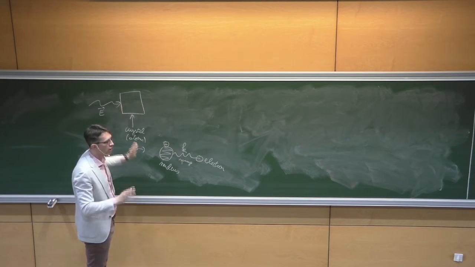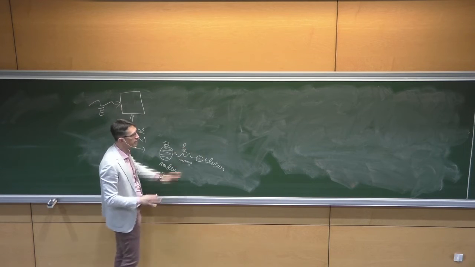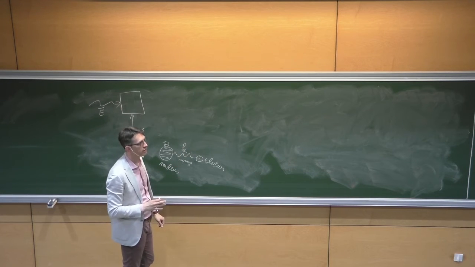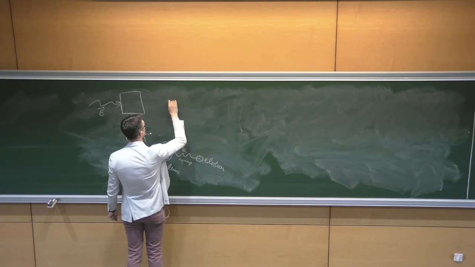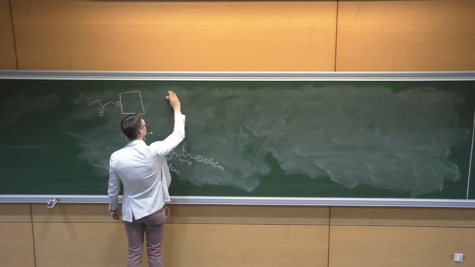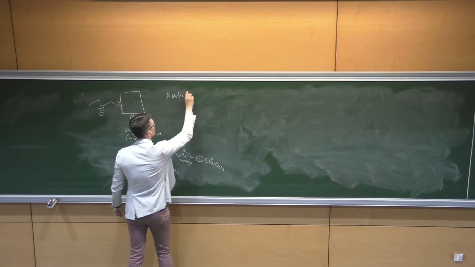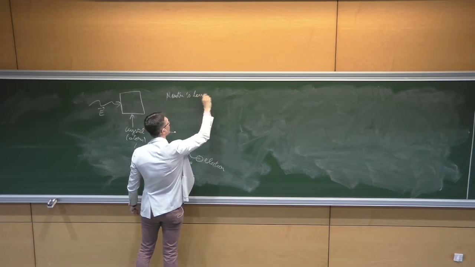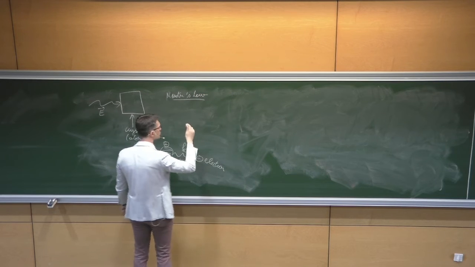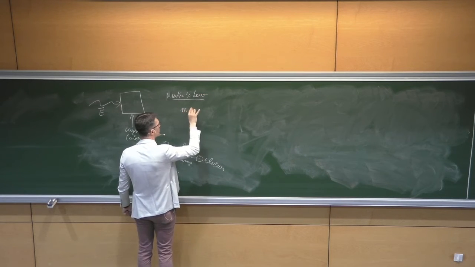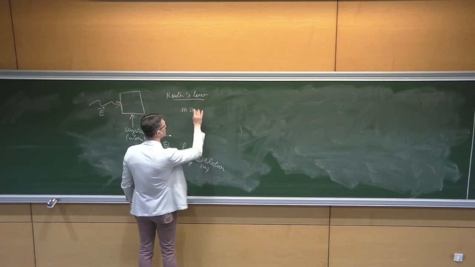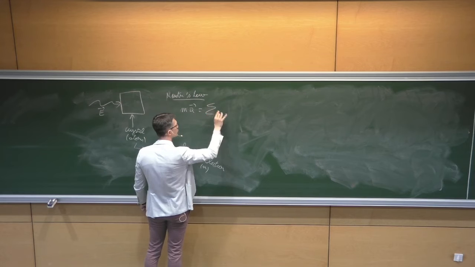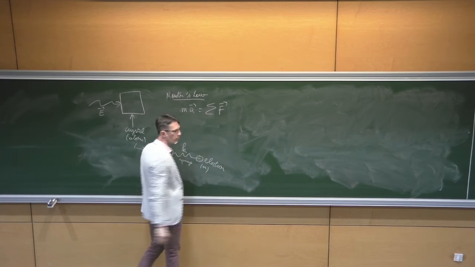Okay. So how can we simply model that? We can model it by a so-called elastic model. So we apply Newton's law. Newton's law tells you that the mass of the electron times acceleration is equal to the sum of the forces applied.